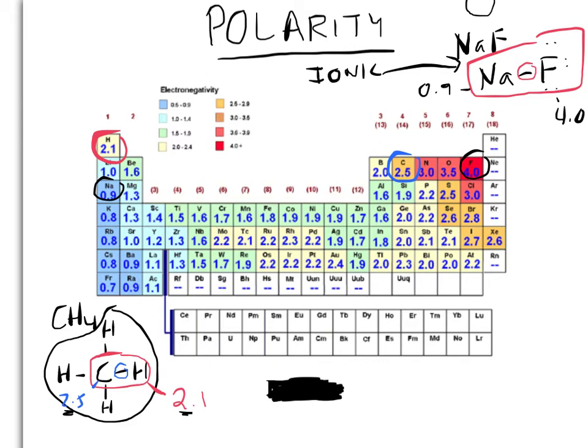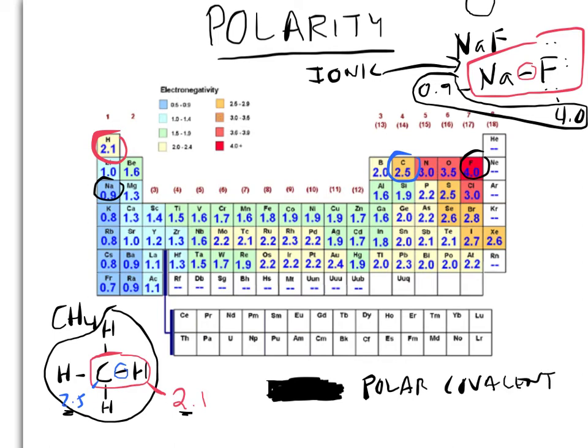It's not an ionic bond because the difference is not very large. Like over here between sodium and fluoride, it was 3.1. Here it's just a 0.4 difference. Okay. So we call this a polar covalent bond. Okay.